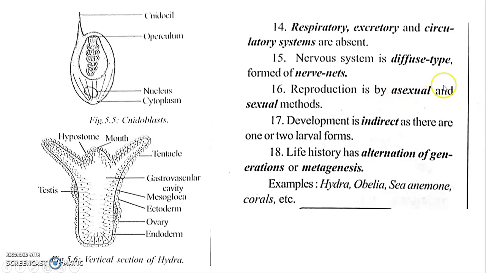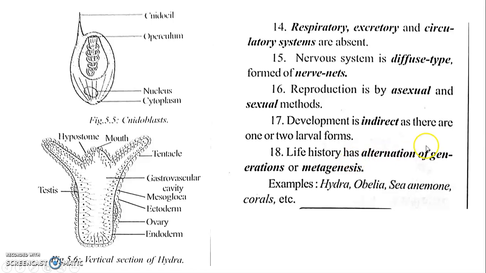Reproduction is by asexual and sexual method. Both the types of reproduction take place here, sexually also and asexually also they reproduce. Development is indirect. Indirect means there is a presence of larva. Larva is present.